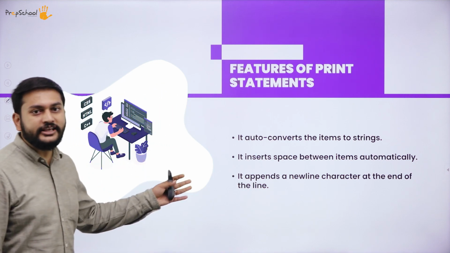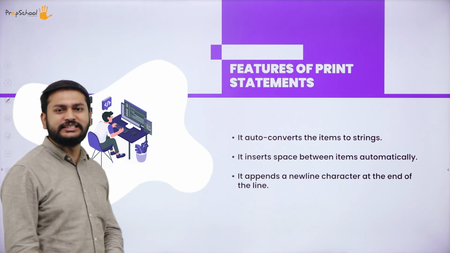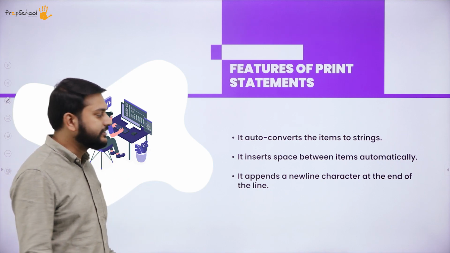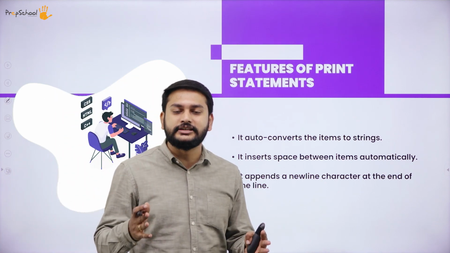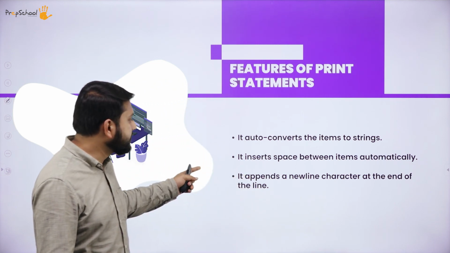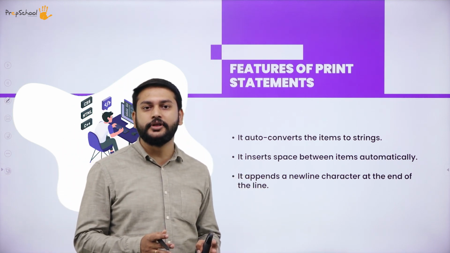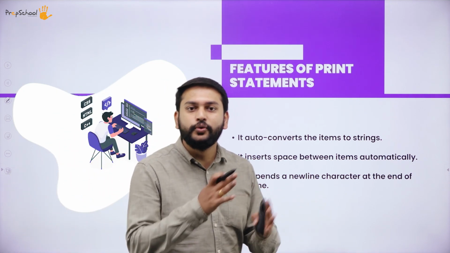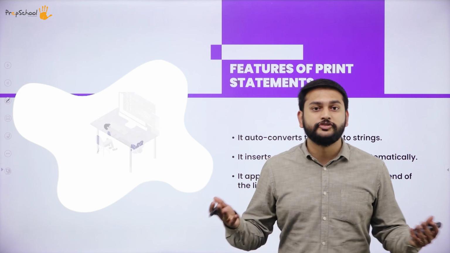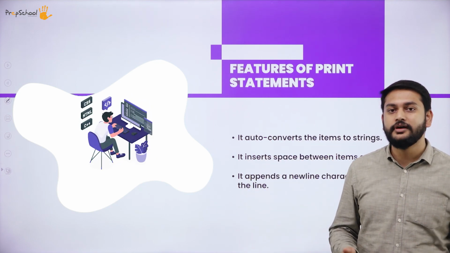So what is the next one that I have? Features of the print statement. This is the last concept for the day, so please understand. It auto converts the items into a string, it inserts the space between the items, and it appends the backslash n, that is the new line character, at the end of the line. You don't have to specify that, automatically it will be printed in the next line.